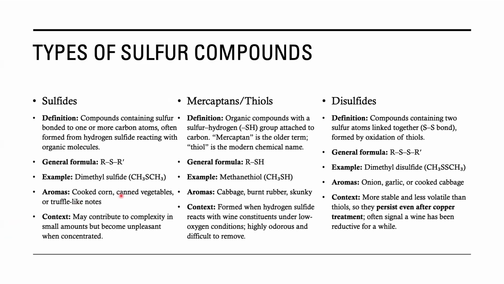Sulfides can give you those cooked vegetable, canned vegetable type aromas. The mercaptans and thiols, the cabbage and burnt rubber. And then the disulfides, they're the trickiest ones. Onion, garlic, cooked cabbage again. And just a little bit about where these things come from and how stable they really are. Again, these disulfides are really tricky for us to deal with in a winemaking sense. Okay, so let's move on.